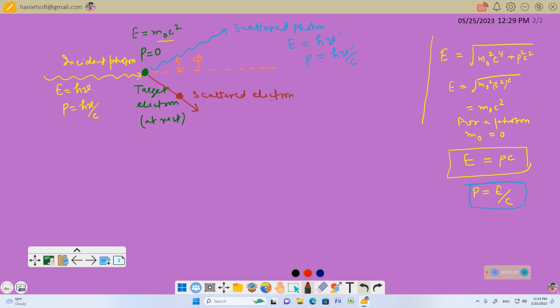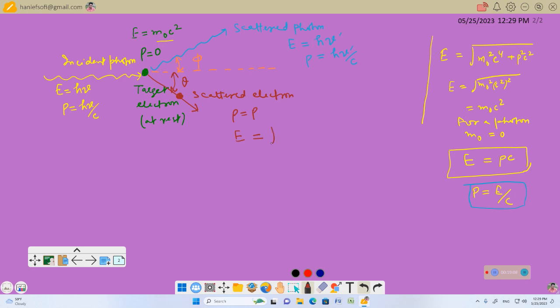This is my scattered electron. Let the direction in which it is scattered make an angle theta with the photon's incident direction. Now this scattered electron is moving, so it has some momentum. So let its momentum be p. Now it has different energy because it has some momentum. Previously it had only rest energy.